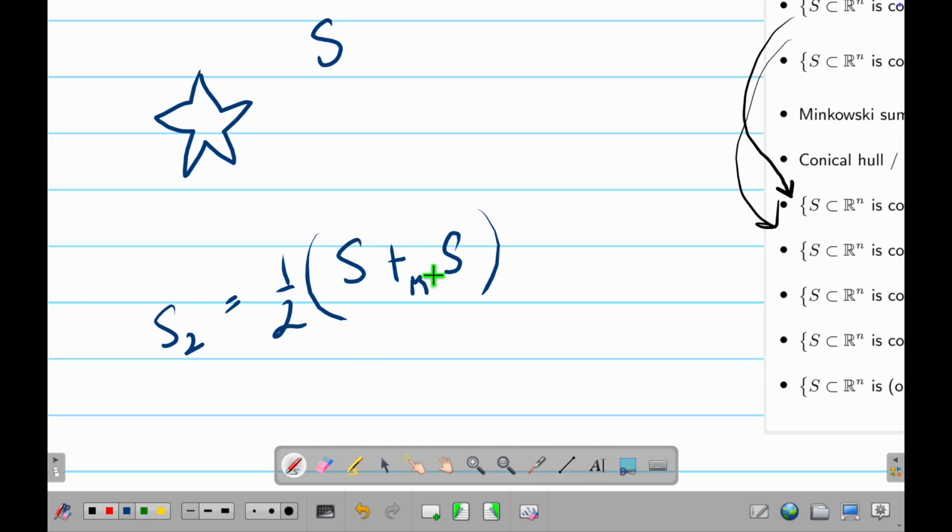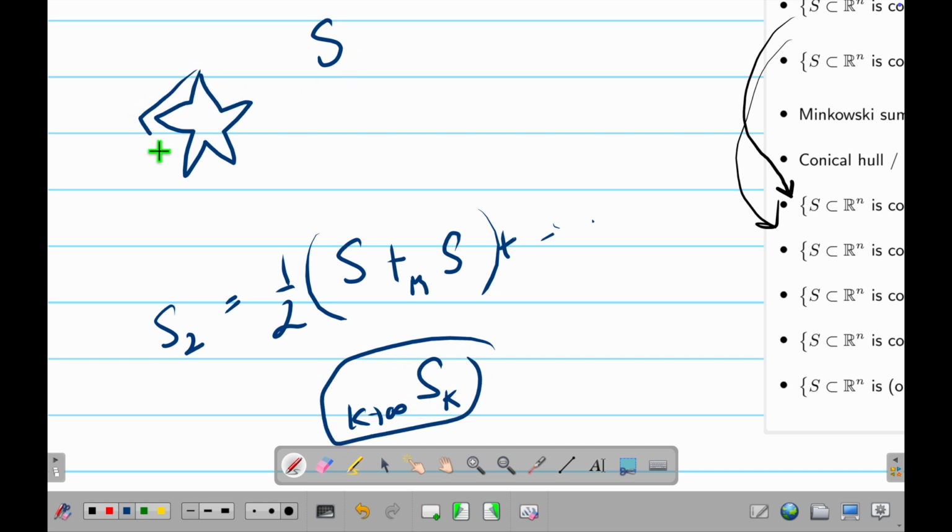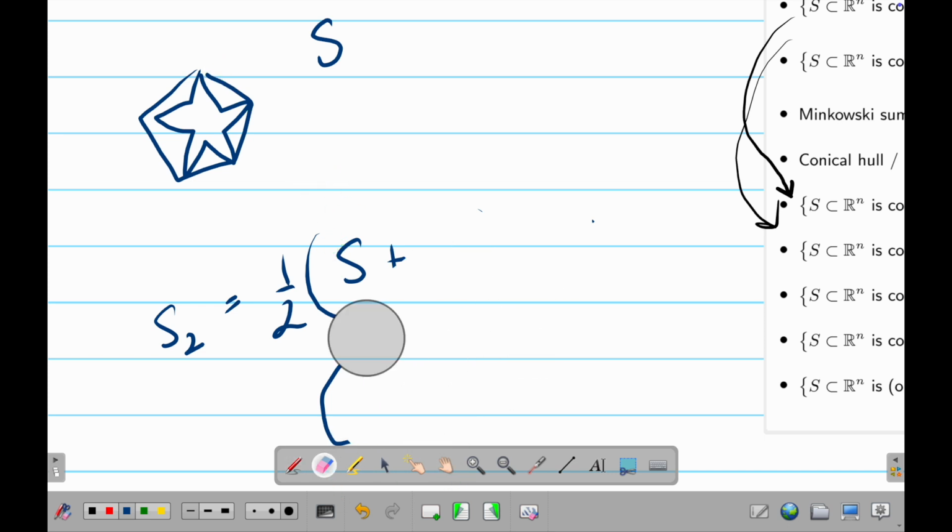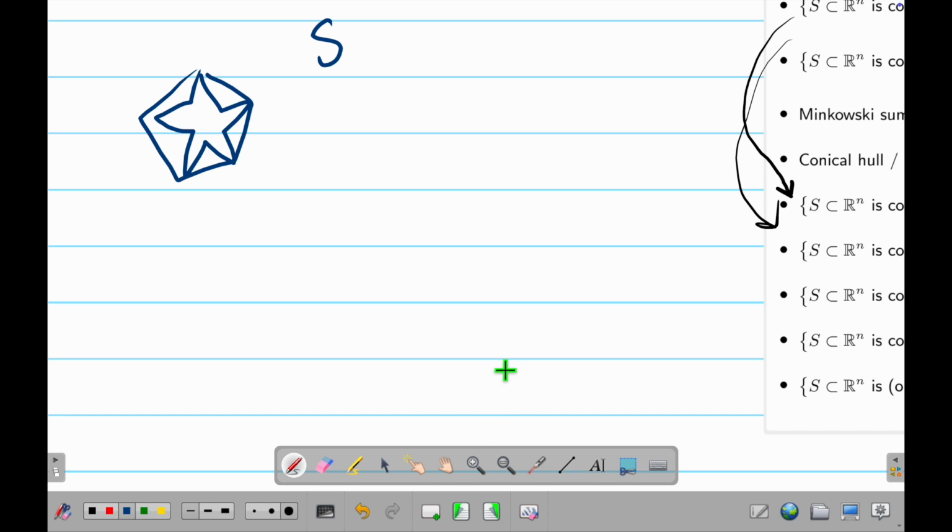But if I keep adding, so I have S number K, and if this K goes to infinity, then this thing is convex. That means if I keep adding this thing, in the end it will be this thing. So the Minkowski sum actually makes something more convex. This is a theorem. These are topology. Because we don't talk too much about topology, you just know this thing exists, and that's it. We don't prove it.